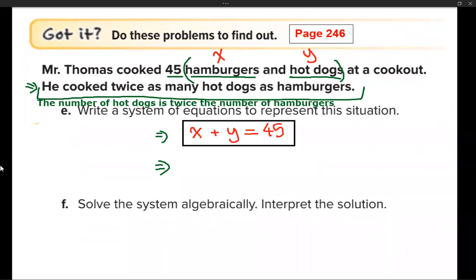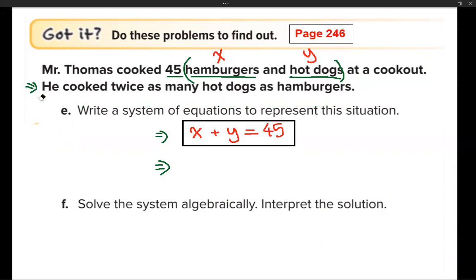If you have difficulties understanding this, you can copy this sentence here, but for now I'll just clean it. How can we represent this in an equation? The number of hot dogs, which is y, is twice the number of hamburgers. The number of hamburgers is represented, as we suggested the first time, by x.